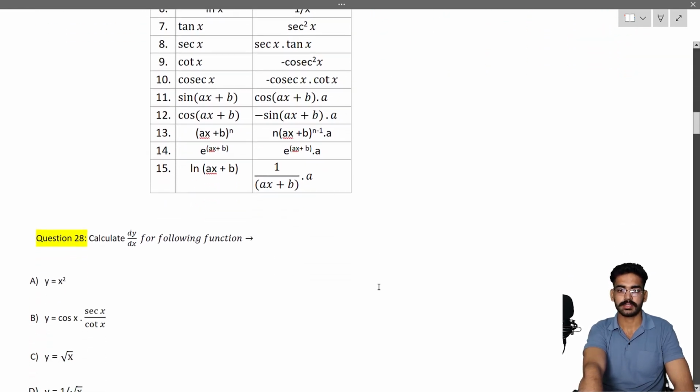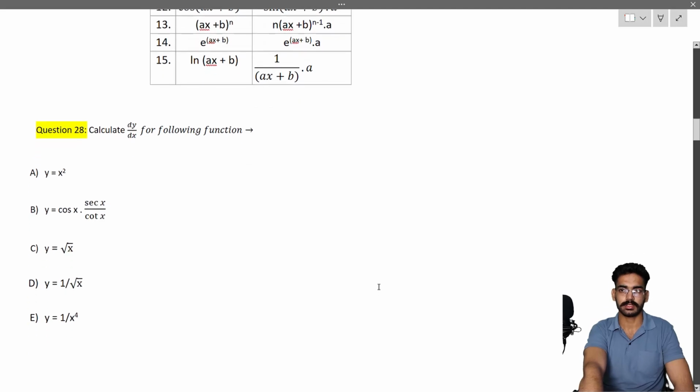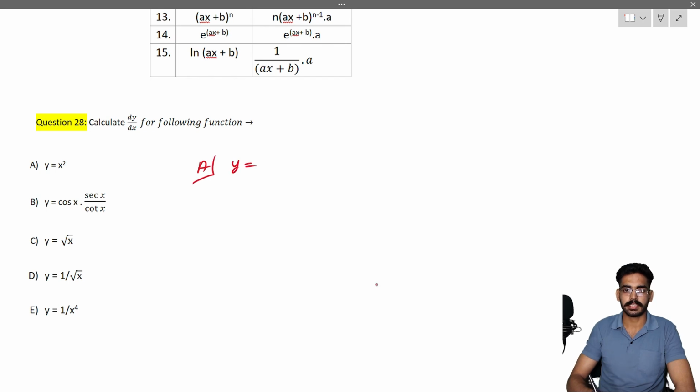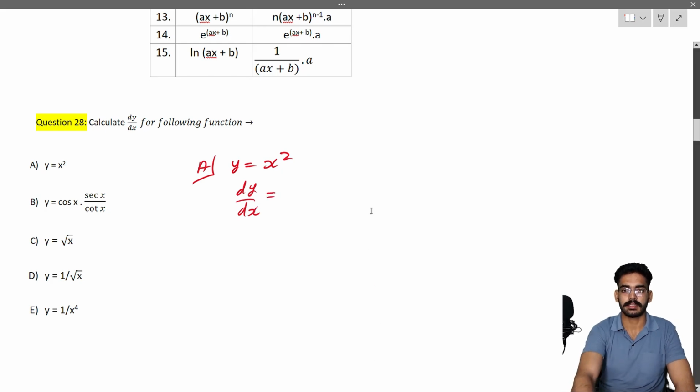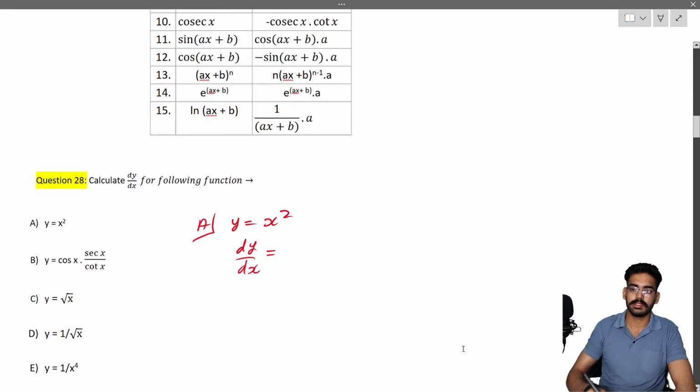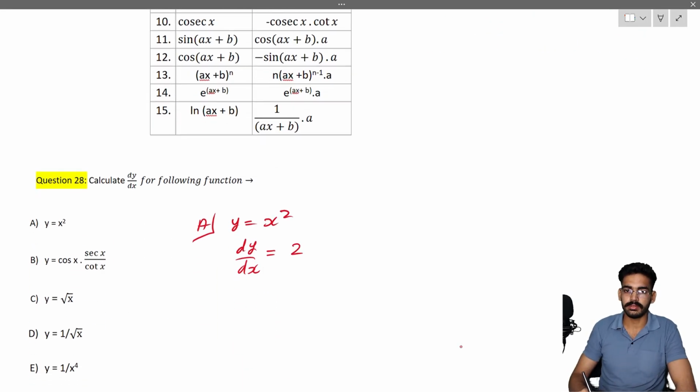Now let's go ahead and solve some questions on that. The first function given in part a is y equal to x square. We have to find dy by dx. If you see by the chart, x square is which function? x to the power n, where n is 2. So how will we differentiate? n into x to the power n minus 1, that is 2x. So this is your differentiation.